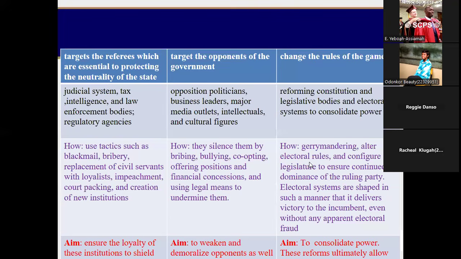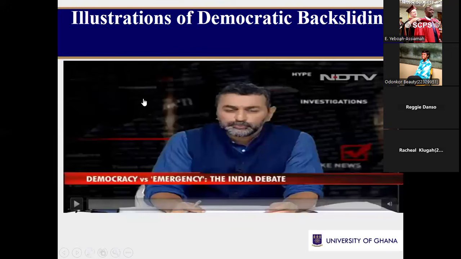They sometimes may change the electoral rules. They configure the legislature to ensure continued dominance of the ruling party. Sometimes the electoral systems are shaped in a manner that delivers victory to the incumbents. Now the aim is to consolidate power. This reform ultimately allows the incumbent to perpetuate themselves in power. So this is how backsliding occurs, according to Levitsky and Ziblatt.